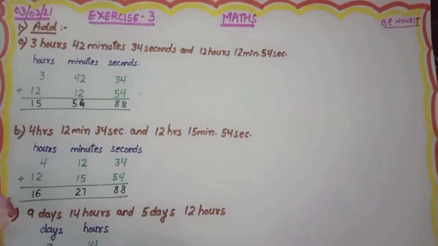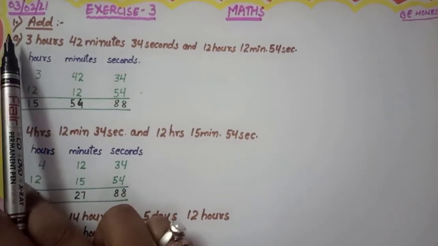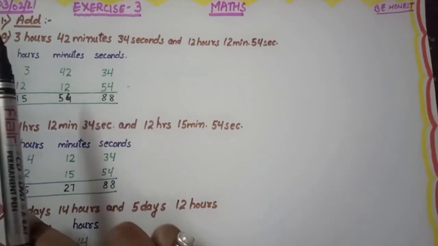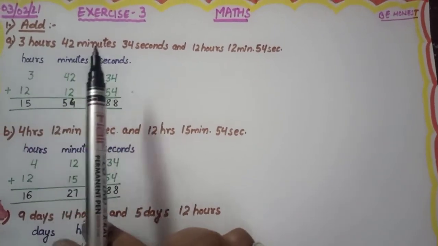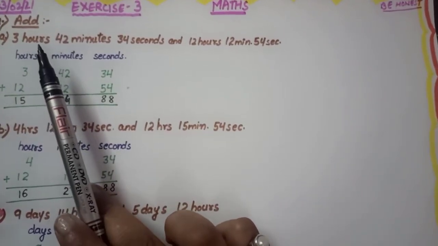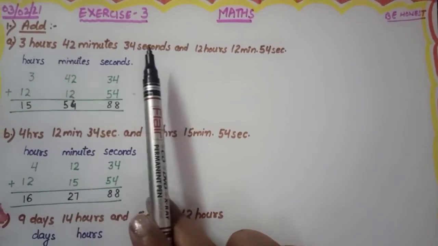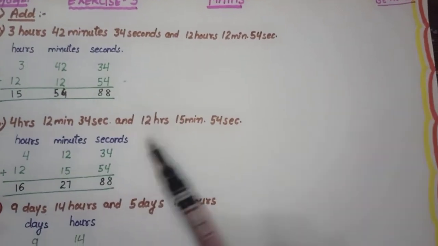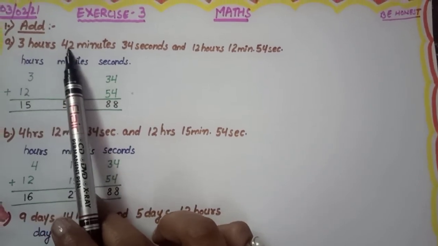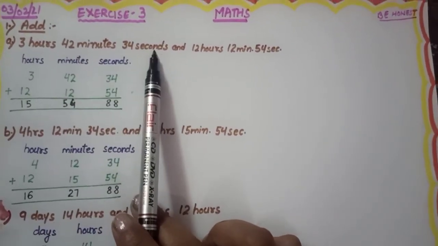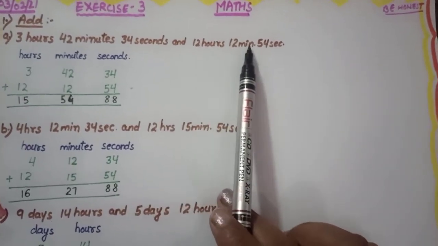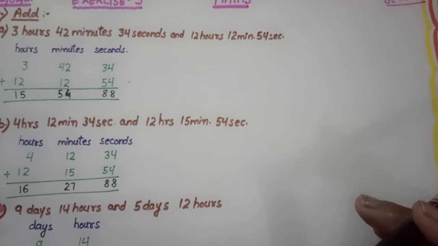Now in this exercise, question number 1 says add. And as we all can see, these addition sums are related to time. The numbers given to us are in hours, minutes and seconds. Now see, the question we have in A part is 3 hour 42 minutes 34 seconds. This one we have to add with 12 hour 12 minute 54 second.